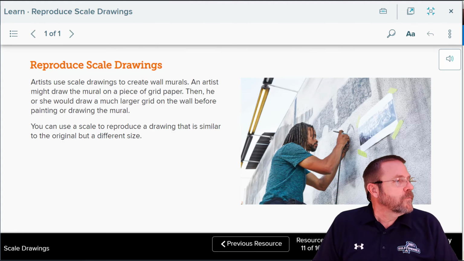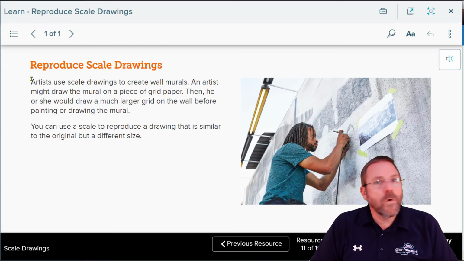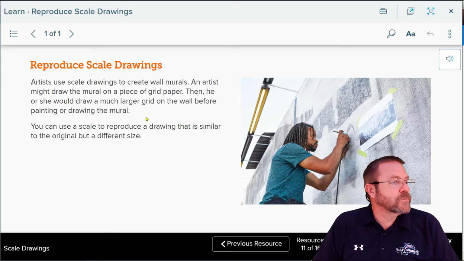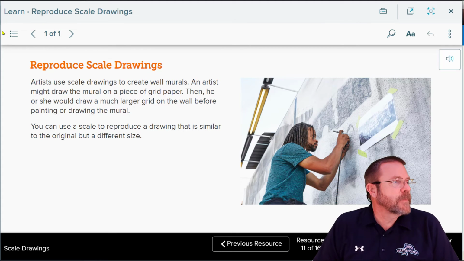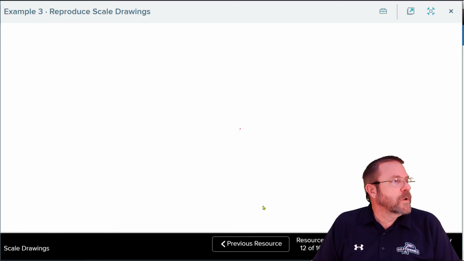The answer checks. Easy math, guys. Real easy. For this one, we talk about an artist who uses scale drawings to create wall murals. An artist might draw a mural on a piece of grid paper, then he or she might draw a much larger grid on the wall before painting the actual mural. You can use the scale to reproduce an actual drawing that is similar to the original but different in size, I should say. Let's take a look at how we can actually do that.